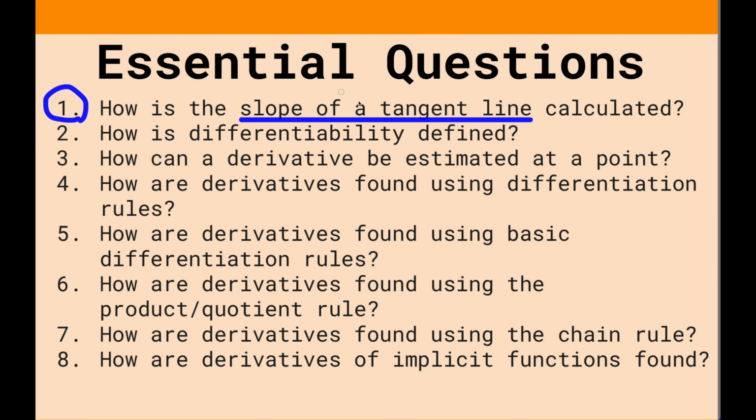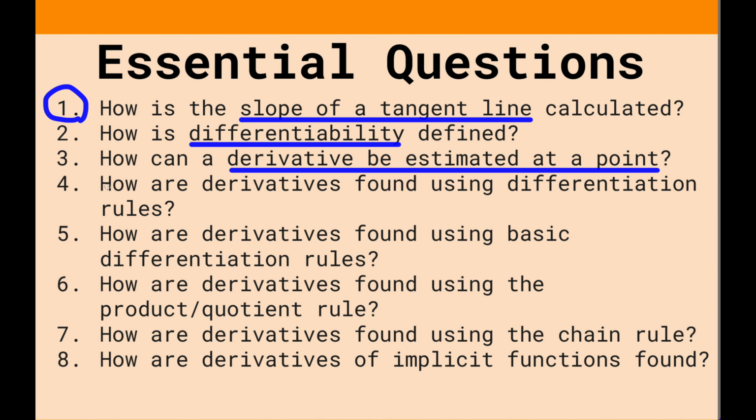The next thing is how is differentiability defined? Okay, differentiability is the ability to be differentiated. It's the ability to have a derivative. So how is that defined? We're going to talk about that. How can a derivative be estimated at a point? Okay, so we're going to estimate derivatives just using slope for that one. So estimating derivatives at a point.